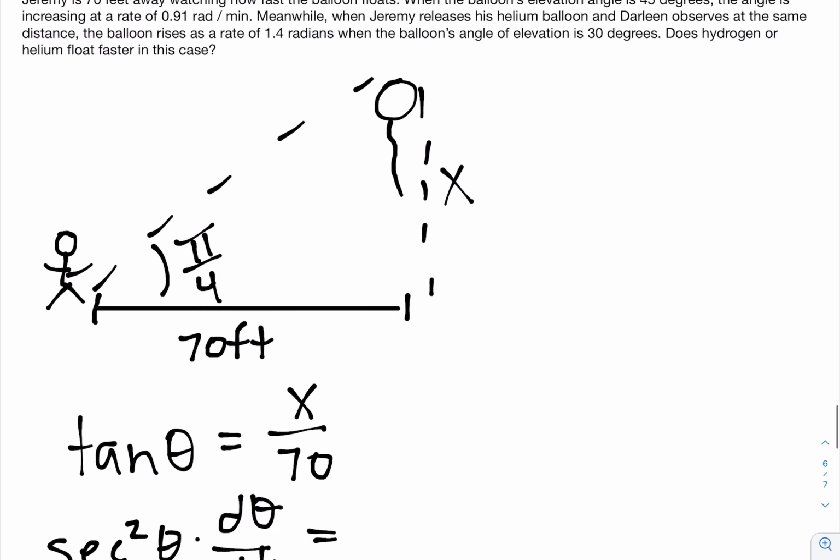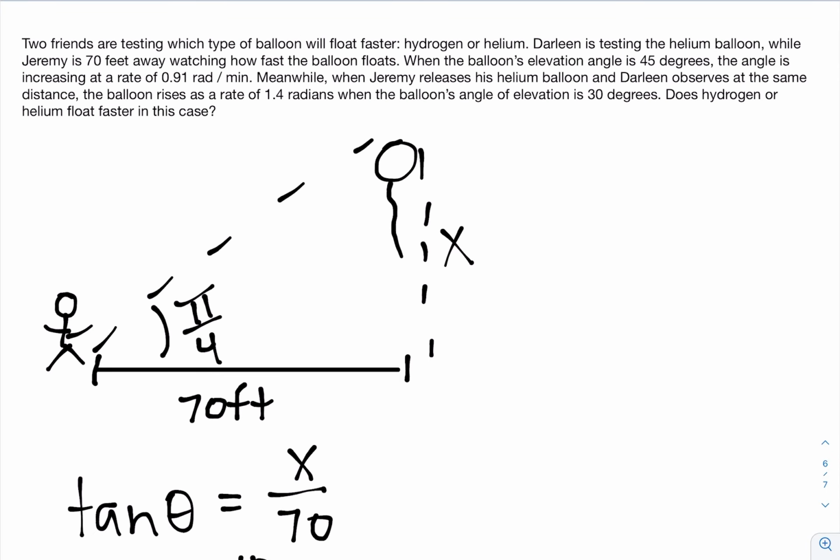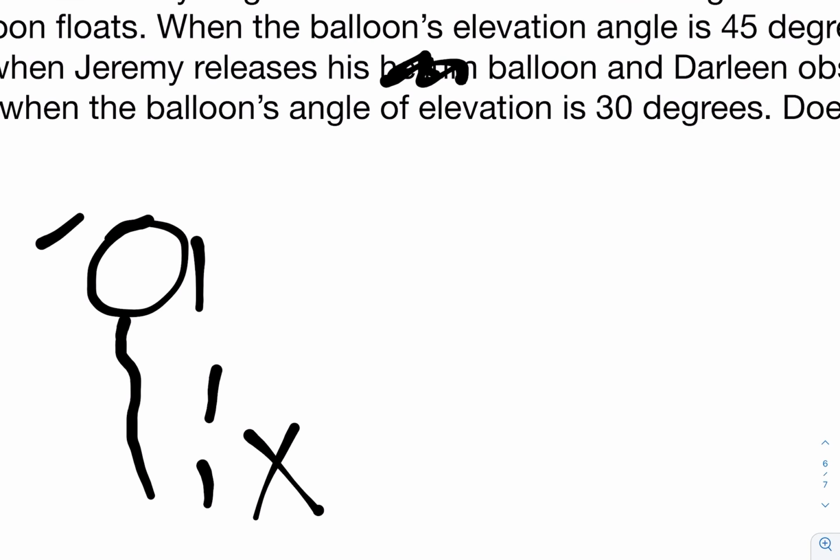Okay, so before we get into the main part of it, let's just read the rest of the question. Meanwhile, when Jeremy releases his helium balloon, this should say hydrogen because they can't release the same one, and Darlene observes the same distance, the balloon rises at a rate of 1.4 radians when the balloon's angle of elevation is 30 degrees. So, assuming that Jeremy's is hydrogen and not helium, does the hydrogen or helium float faster in this case? So we're trying to figure out, I'm just going to fix this right here. This should say hydrogen.